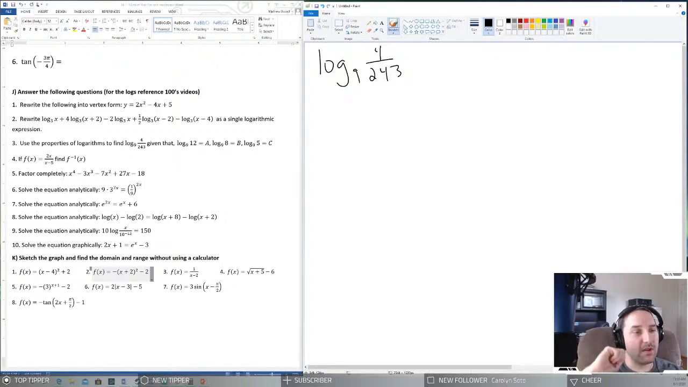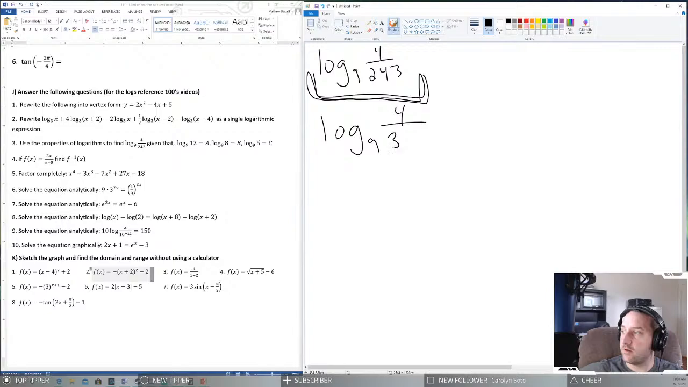Okay, so in these types of problems, what we want to do is break up this statement into log base 9 of 12, log base 9 of 8, and log base 9 of 5. We need to break it up into those. Part of the way that we can break it up is by factoring this. So this is going to be log base 9 of 4 over 3 times 27.